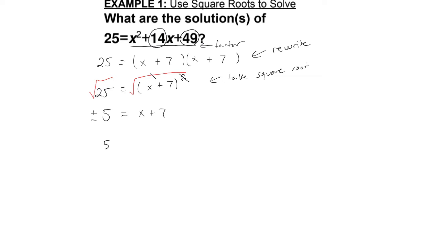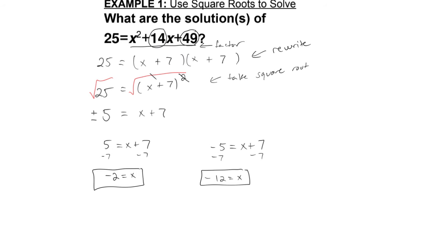First we'll set it up with positive 5 equals x plus 7 and solve for x. The other one is negative 5 equals x plus 7, and then we solve for x. Minus 7 to the other side, we get negative 2 equals x. Minus 7 to the other side, we get negative 12 equals x. So these are our two solutions. This is how we solve by taking the square root.